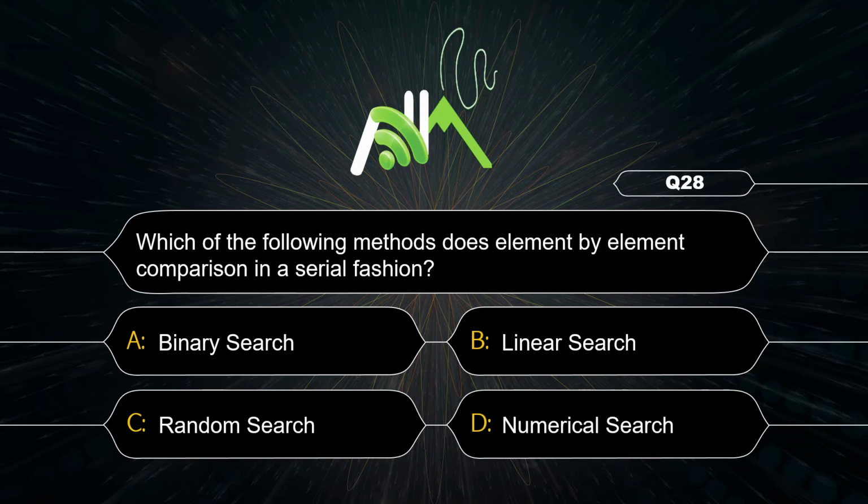I was telling you about this question: which of the following methods does element by element comparison in a serial fashion? So the correct option is B, linear search.